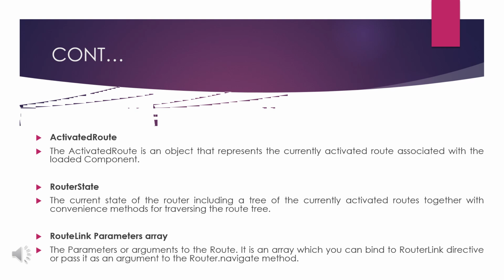RouterState is the state of the router, and traversing the route trees will be handled by this. Router link parameters means, for example, we have given /:id, right? These parameters will be handled by the router link parameters array.